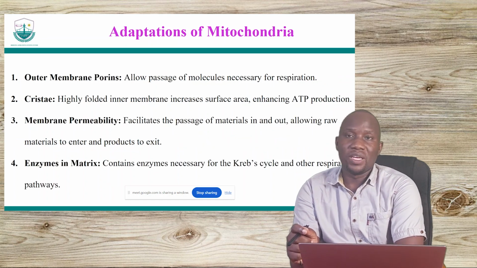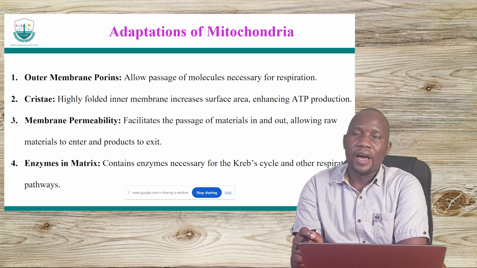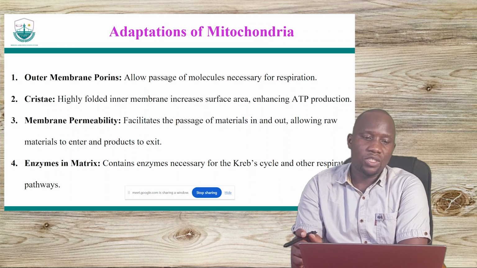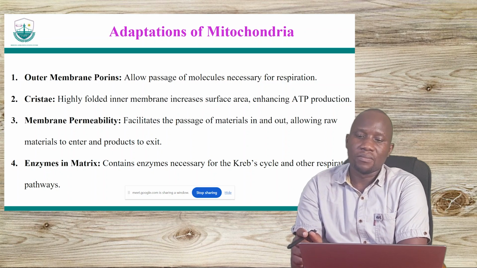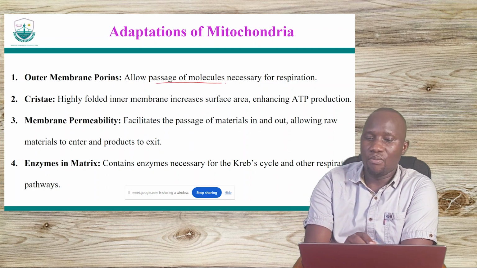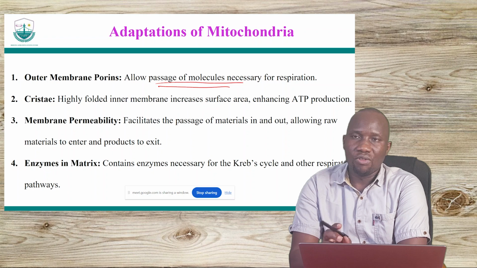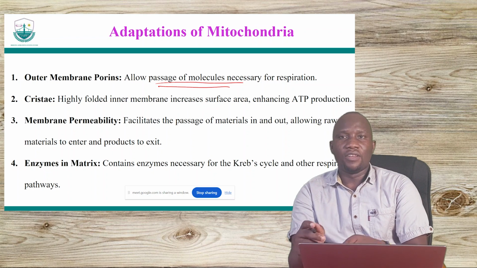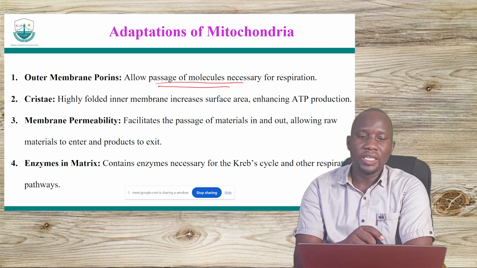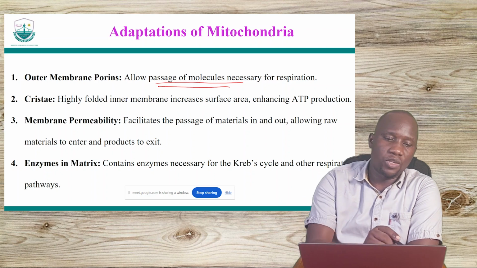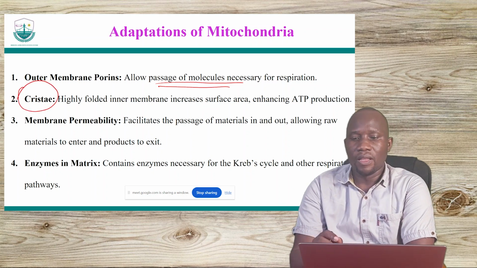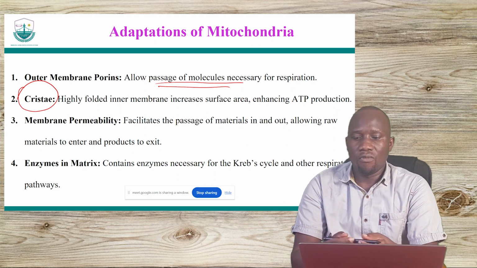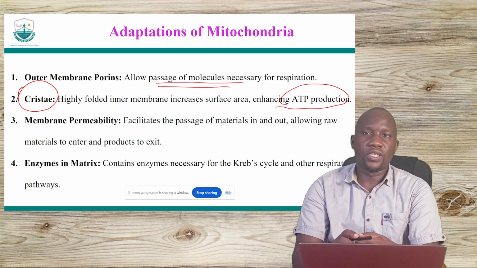So what makes the mitochondria very good at producing energy? It has the outer membrane porins. These allow passage of molecules that are very important for the process of respiration. And then those foldings of the inner membrane that we call the cristae increase the surface area for more reactions to happen, for more ATP to be produced.